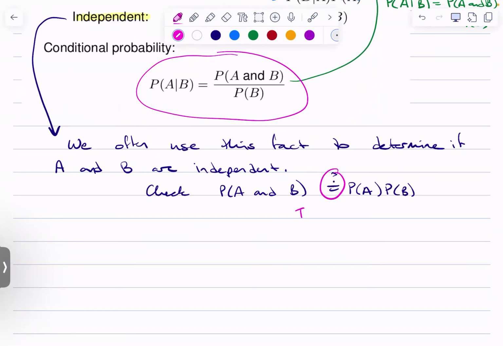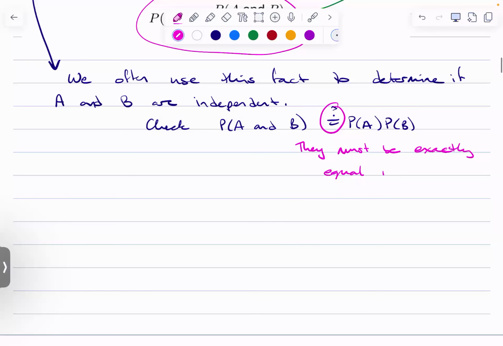Now here, they must be exactly equal in order to be independent.